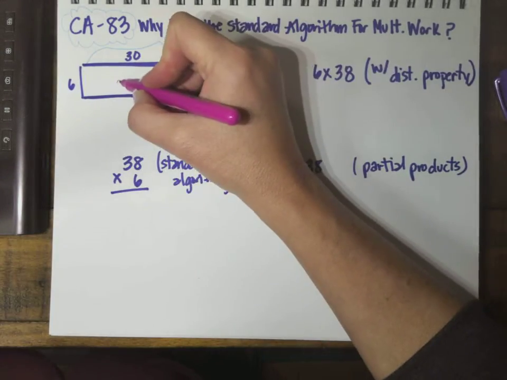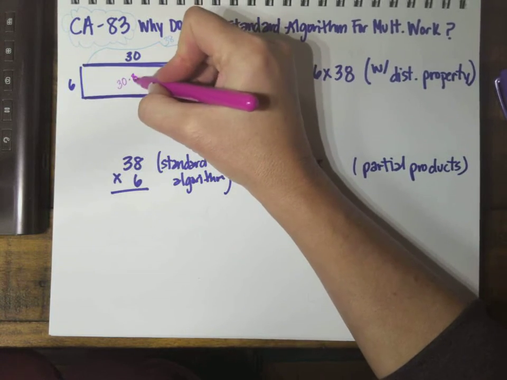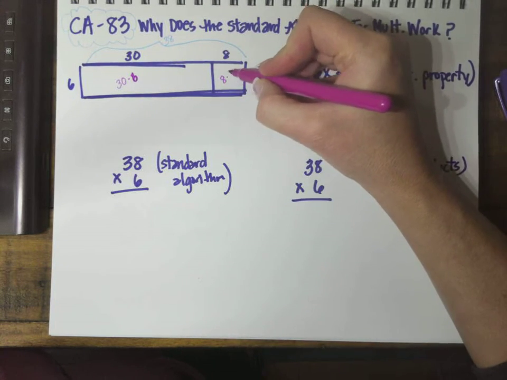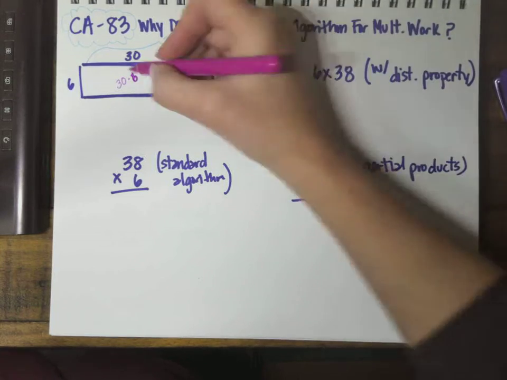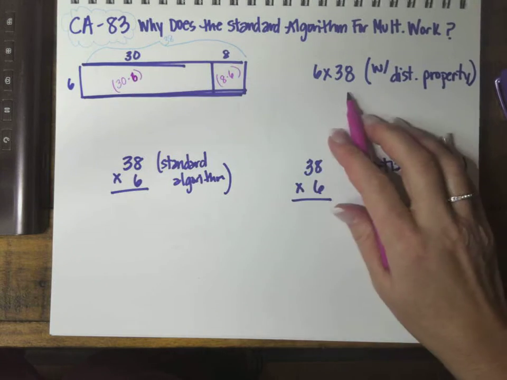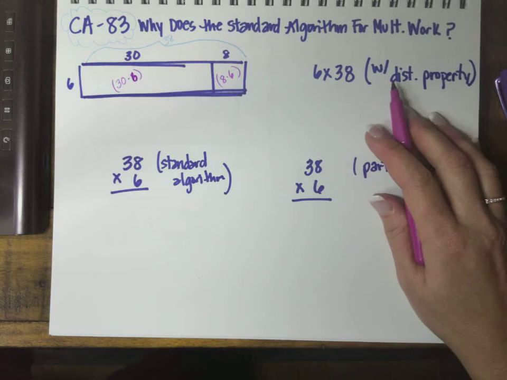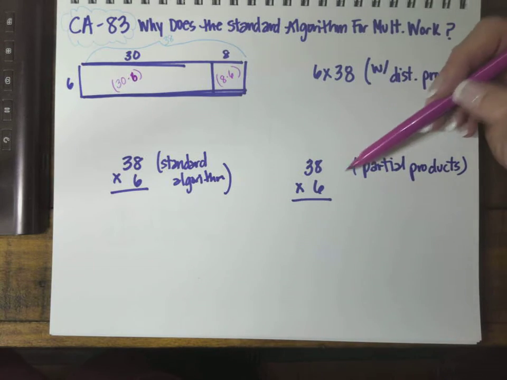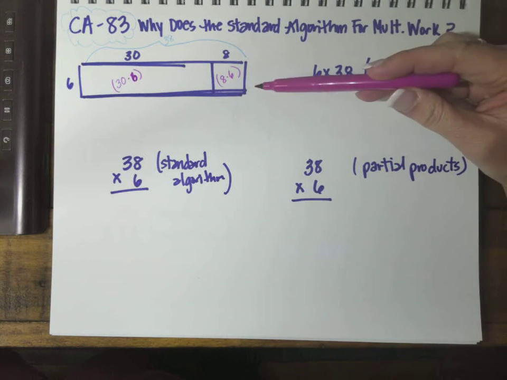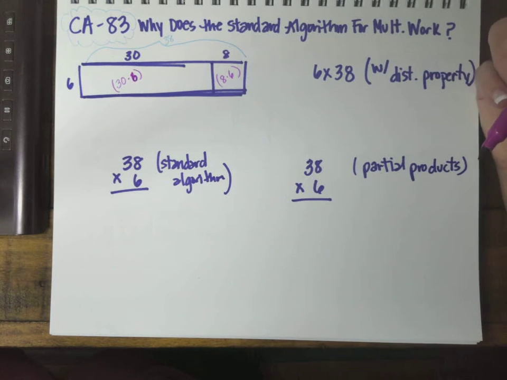The reason I chose to do that is so that I can divide up my rectangular array to show 30 groups of 6 or 6 groups of 30 here, and 8 groups of 6 or 6 groups of 8 here. And I want to make sure that in questions 2 and 3, we're connecting all of these different parts. So what we're doing is we're looking at 6 times 38 with the distributive property. Then we're going to look at 6 times 38, identifying the partial products, making some connections here to this visual representation or this array, and then we'll also do the same with the standard algorithm.